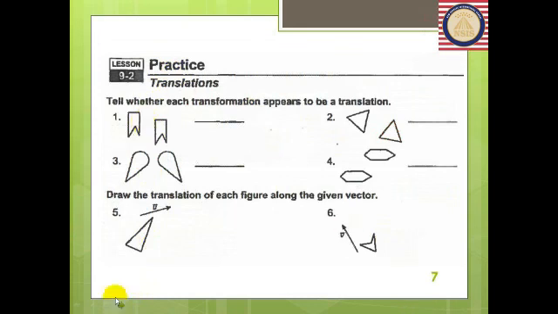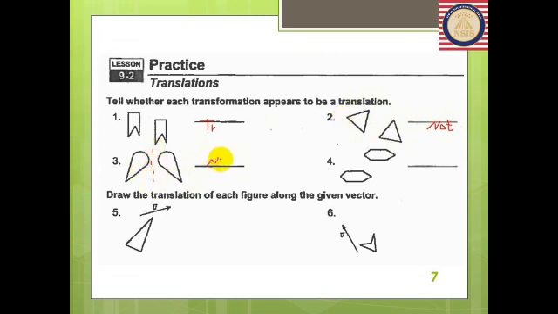Tell whether each transformation appears to be a translation. Here, with the same figure going in a certain direction, yes, this is a translation. And here, no, look. It's not the same figure. It's changed the direction, so it's not in the same direction, so it's not a translation. Here, do you remember? It's a reflection, so it's not a translation.